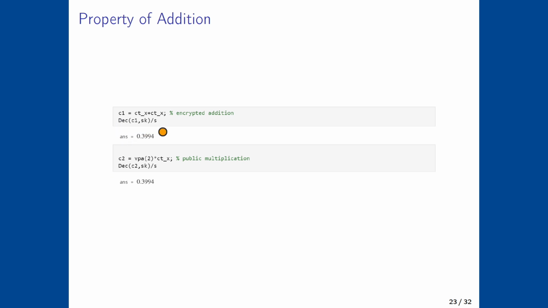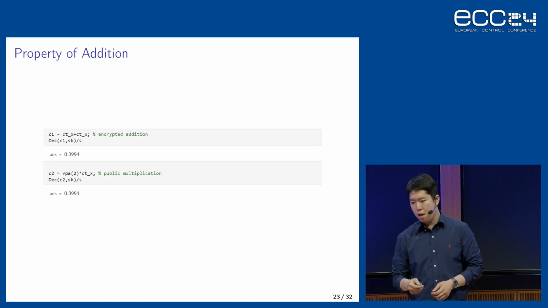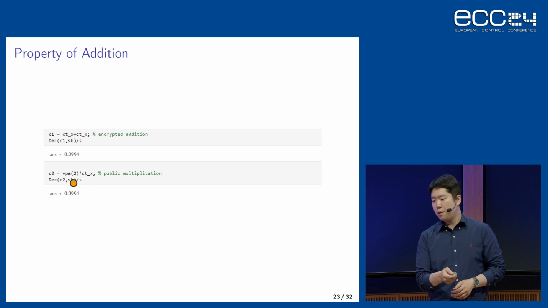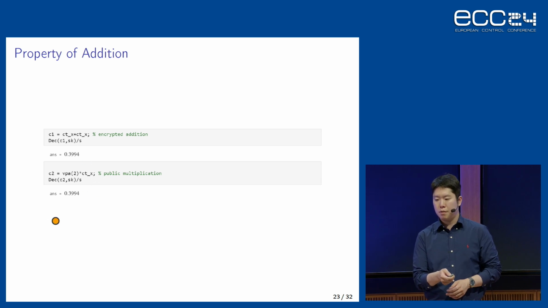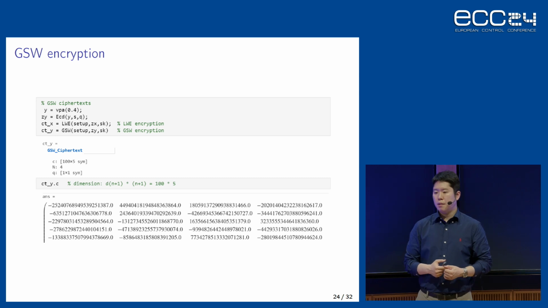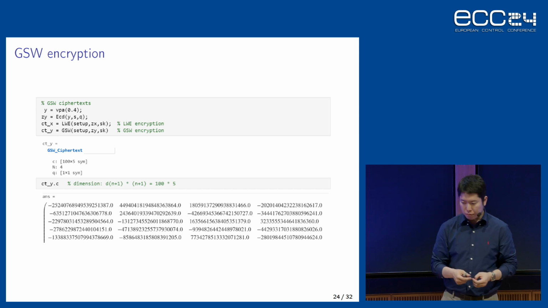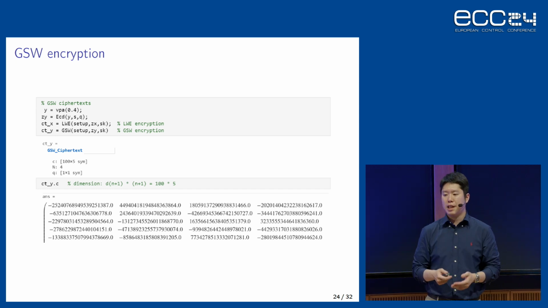But here there is a slight effect on the message, but we have seen this effect of error can be eliminated by use of scale factors. Similarly, public multiplication is also possible, so that you can check this simple property as well. And the benefit of GSW was recursive multiplication, so that this code can also confirm that benefit as well.